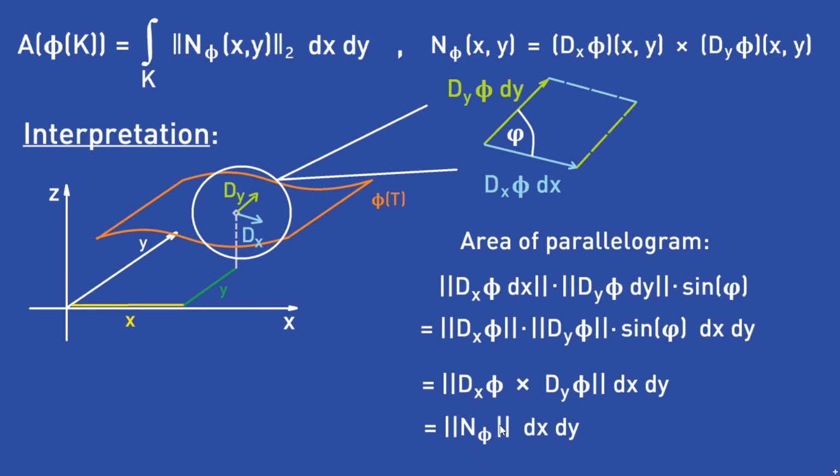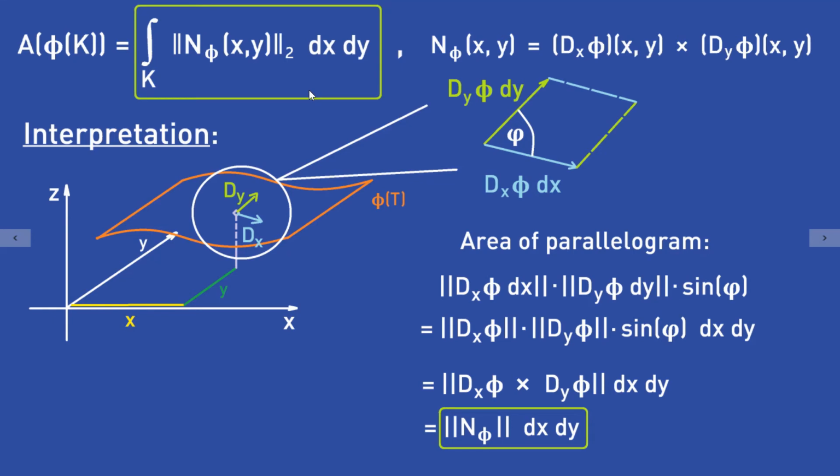So that means you have to integrate. That should explain why the surface area is given by this integral here. So it's just a continuous sum over all these very small area elements.